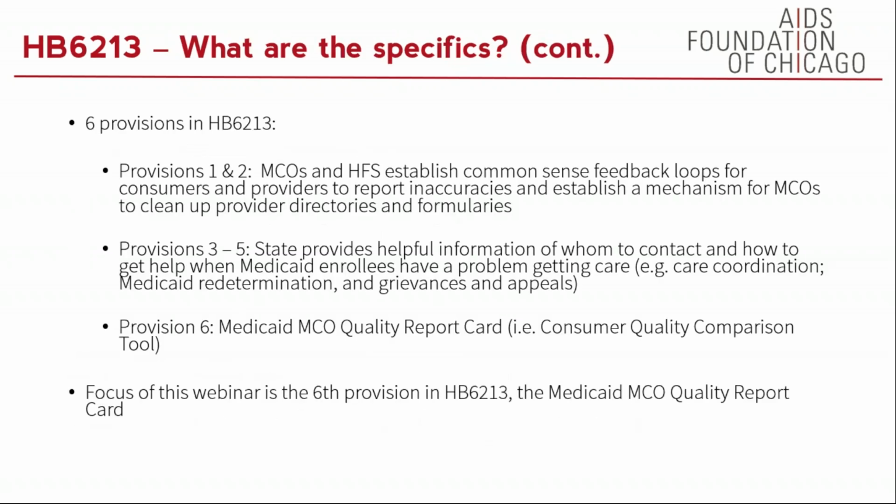All right, thanks so much, Nadeen. So let's start with provisions 1 and 2, the provider directory and formulary transparency pieces of the bill. These are common sense feedback loops for consumers. First, the provider directory. The provider directory requires MCOs to have the provider directory on their website in machine readable format. The directory must be publicly available.